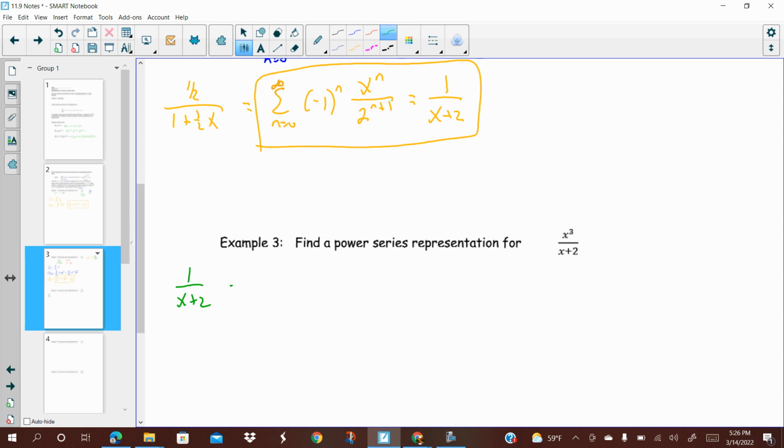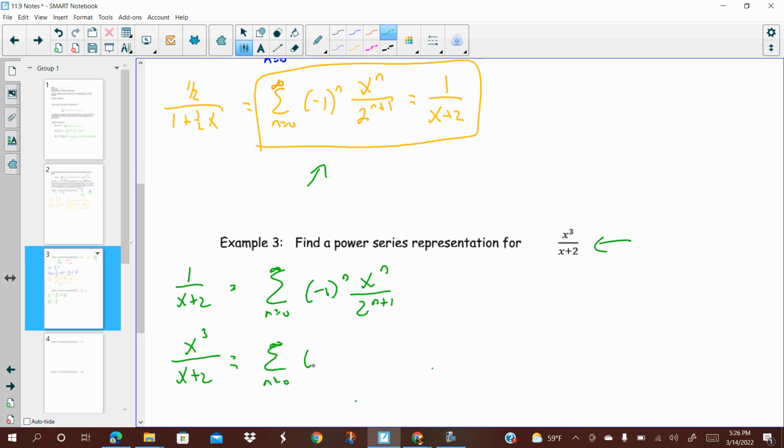That's what this is. So that's going to be the sum from n equals 0 to infinity of negative 1 to the n, x to the n, over 2 to the n plus 1. That is 1 over x plus 2. What you should notice here is the only thing I've done to this function now is I've multiplied the numerator by x cubed. Otherwise, it's the same thing. So I'm going to multiply by x cubed on both sides of my equation.